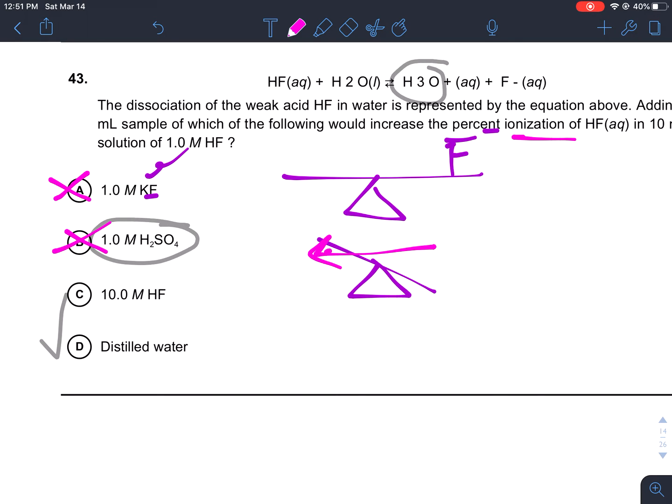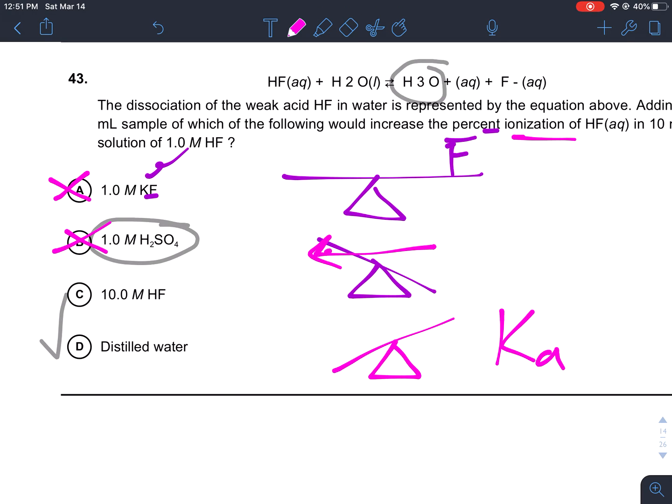Now, HF, okay, I get it. If I add HF, the idea is it does this, but the way it ionizes is based upon its Ka value. So that's not true. This will not increase the percent ionization. The percent ionization will stay the same. We were dealing with HF in the first place. Now we just have more HF. So it can't be.